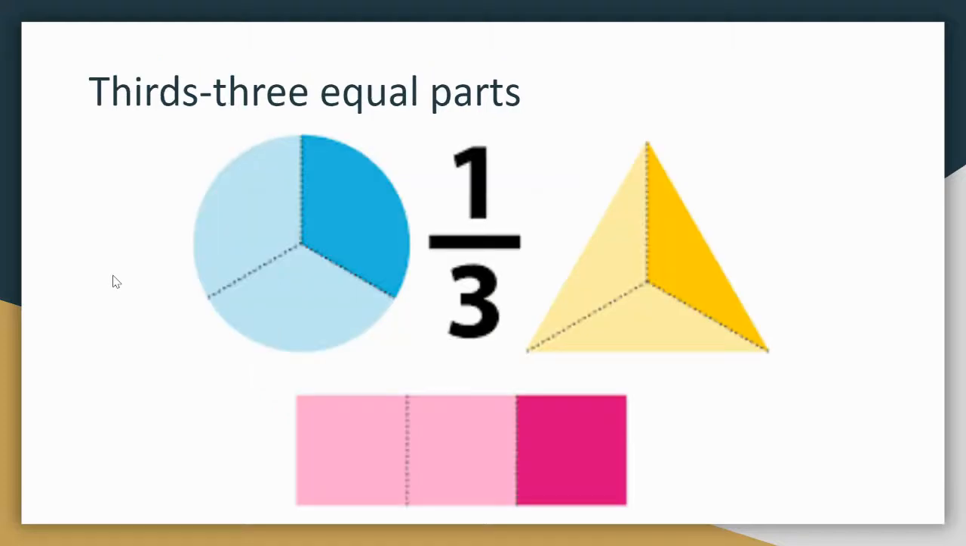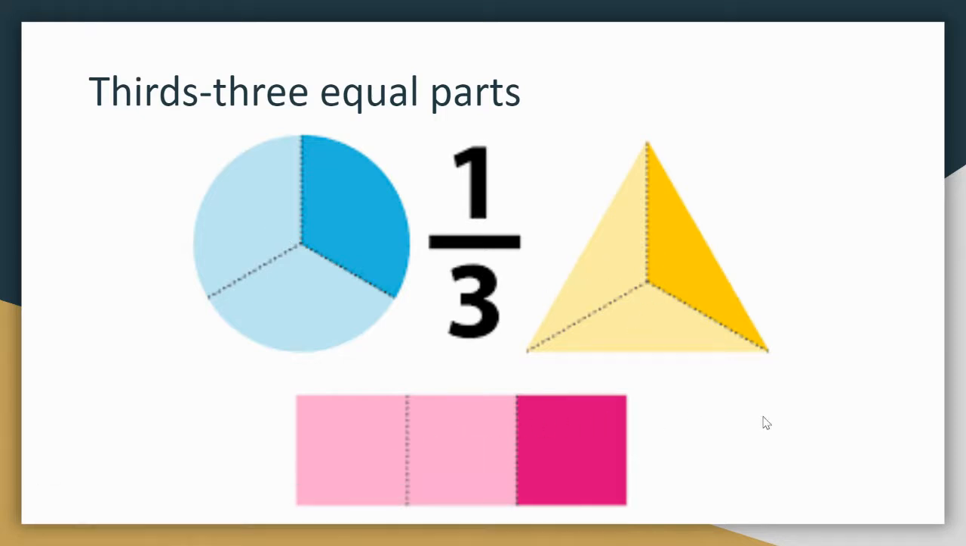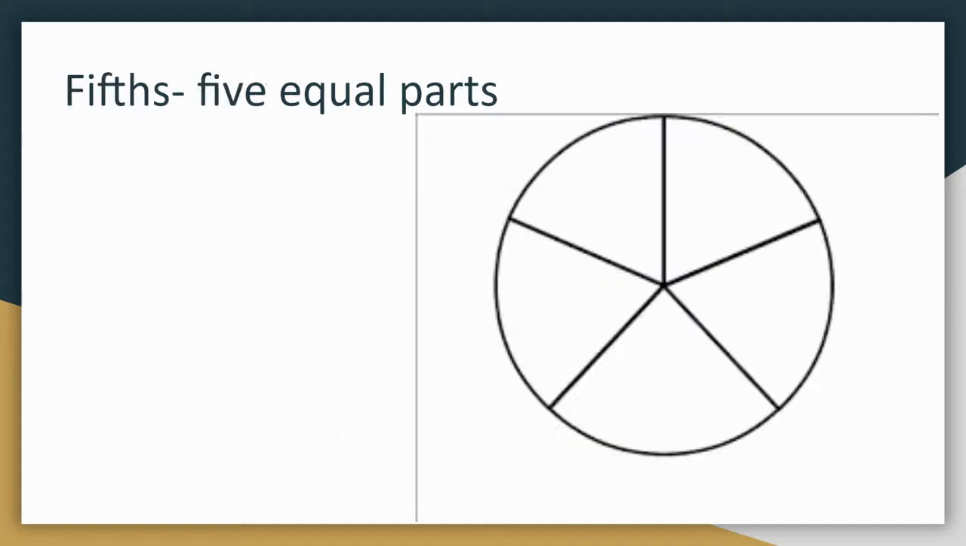Thirds, 3 equal parts. 1, 2, 3. All the same size? All thirds. Try to say them as I'm reading them too. So let's quickly go back. We'll say them together.